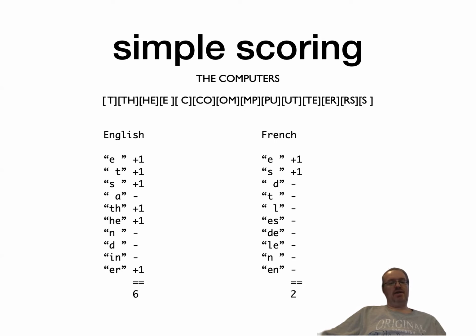"The computers", on the other hand, the bigrams from it are found 6 times from the English language model and only 2 times from the French language model, indicating the language of "the computers" as English.